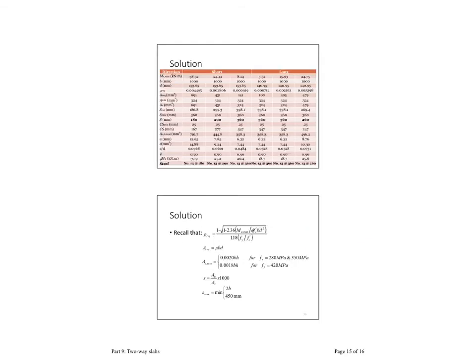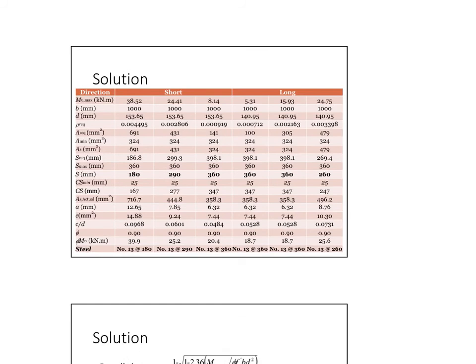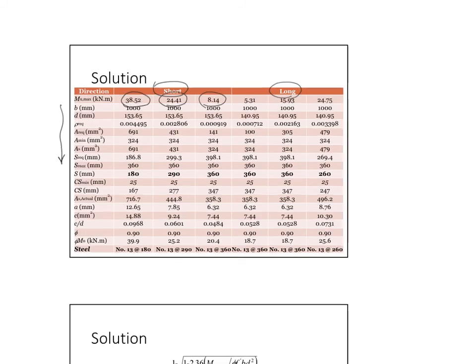Now, this table summarizes all 6 values that we had. What are the 6 values? Negative moment, positive moment, and negative moment at the edge, all in the short direction. And then the same thing applies in the long direction. Then we go over the design steps one by one. It's very efficient as a designer to use tables and make the tables calculate everything.